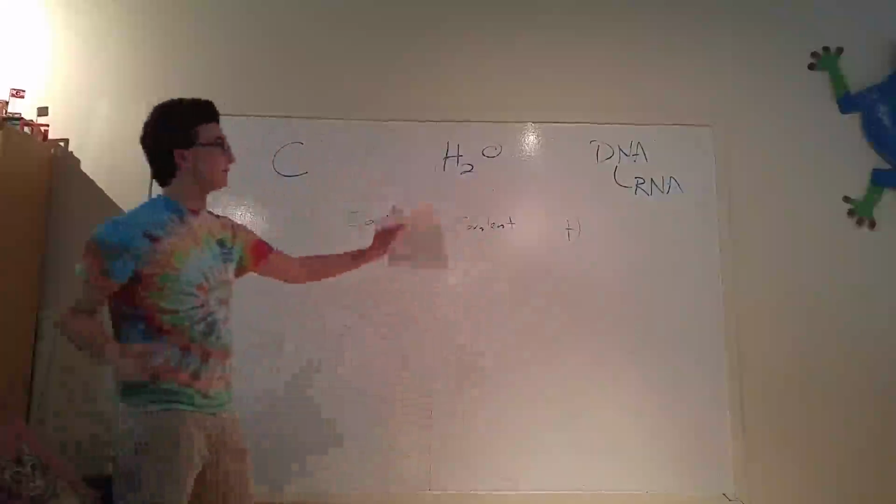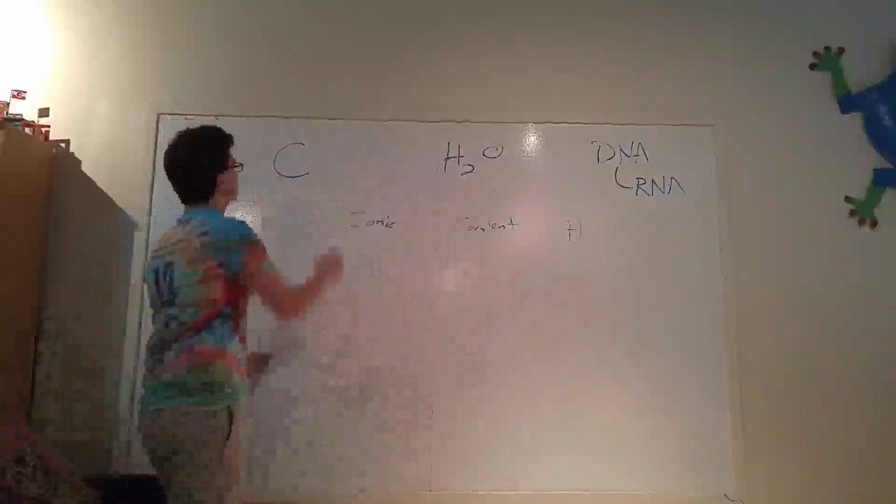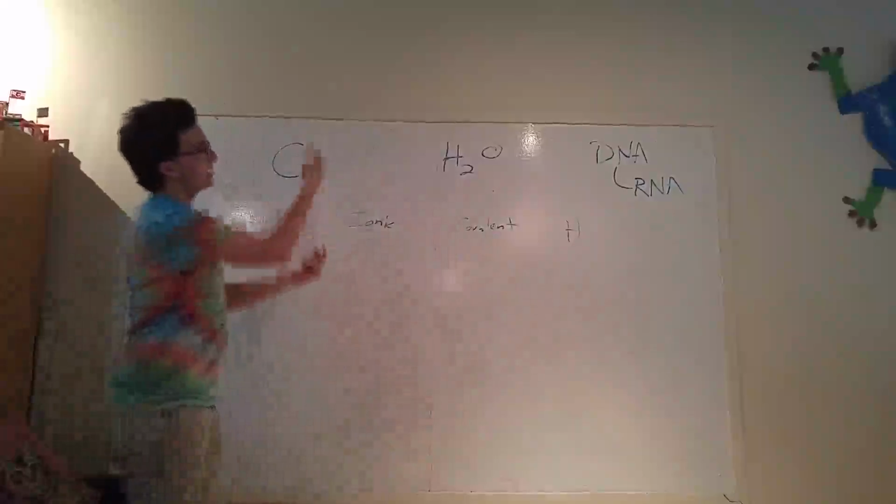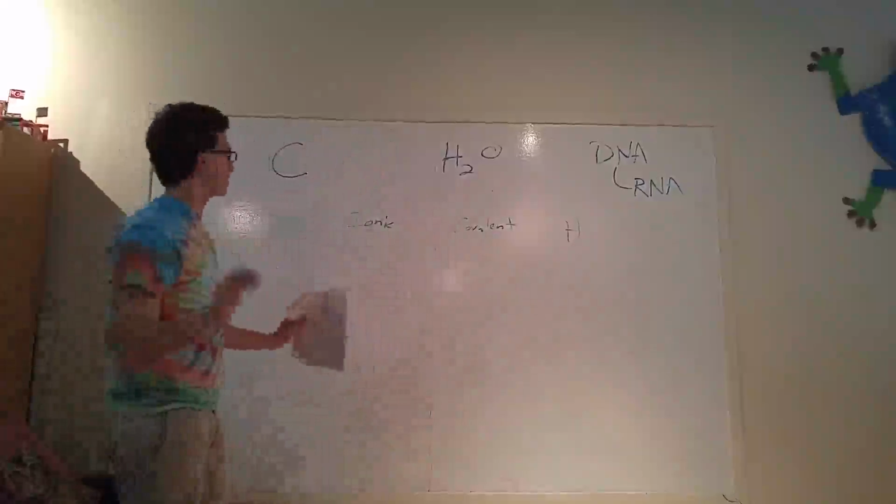Hydrogen is abbreviated by the letter H. It's a good element to know. Carbon, abbreviated by the letter C. Oxygen is O. Those are the big three you must know.